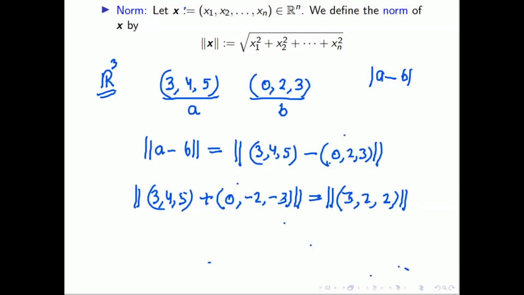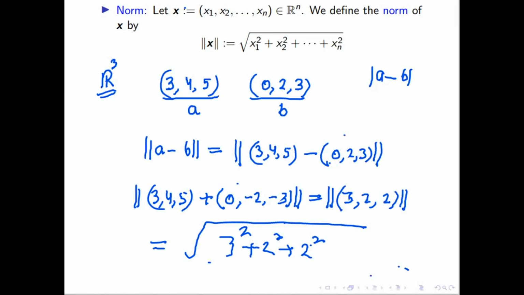And what is the norm of this? According to the norm formula, if it is (x1, x2, ..., xn), its norm will be the square root of x1 square plus x2 square plus ... xn square. So this norm will be the square root of 3 square plus 2 square plus 2 square. That is the distance between this point A and B in R3. It is the same as square root of (3 minus 0) whole square, plus (4 minus 2) whole square, plus (5 minus 3) whole square. Is it okay? So this norm is the distance in any n-dimensional vector space.